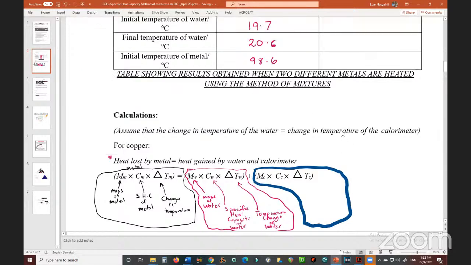All right, so here is the calorimeter. Now, you might be wondering, so what is a calorimeter? All right, calorie means heat, meter means measure. So it's a device used to measure heat in the lab.